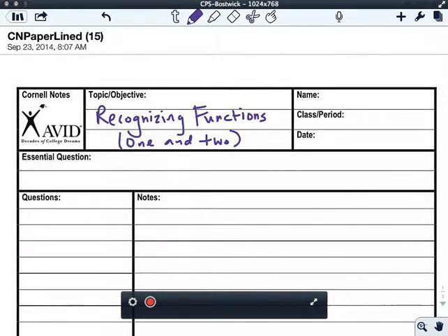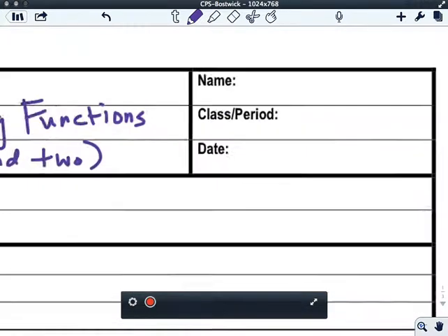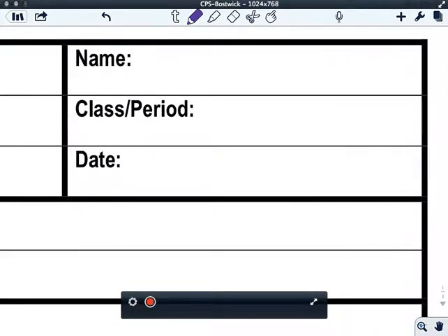All right, hopefully this video will help you out with recognizing functions. So there's two exercises you have to do for recognizing functions. There's one that's just called recognizing functions, and then there's recognizing functions too. And so there's some things that we have to consider when we're talking about that, so let's try to get into it. I'm going to go ahead and fill out the rest of this here.